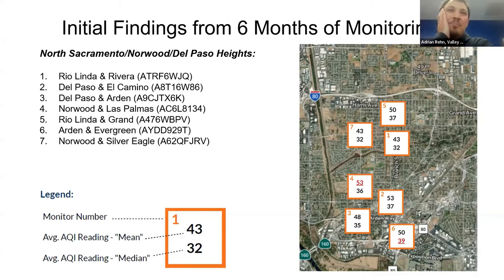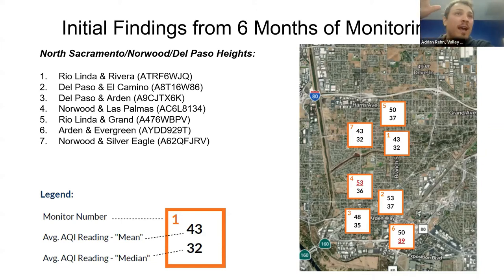And then monitor number 6 is at the SAC-RT yard near Evergreen in North Sacramento. So just an interesting exercise. And those of you in the data breakout, we'll explore this further, but wanted to just share how different things can be block by block. So for example, monitor number 7 is 43 mean AQI, and monitor number 4 is 53.